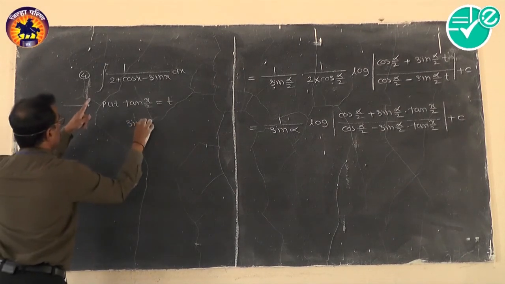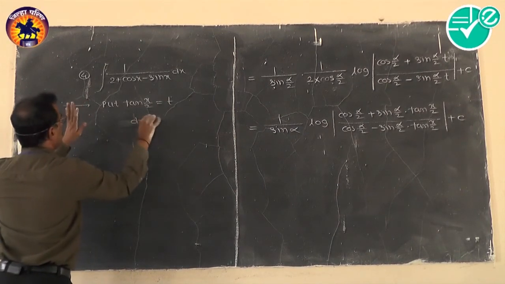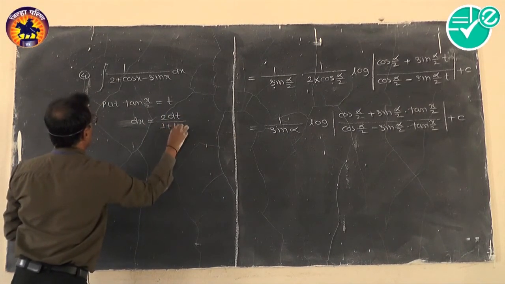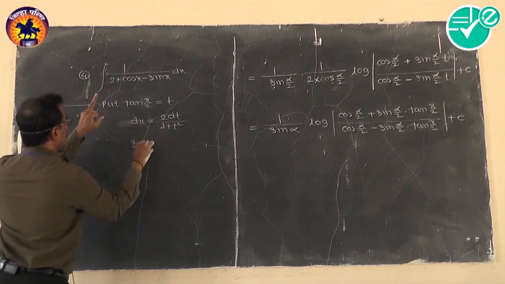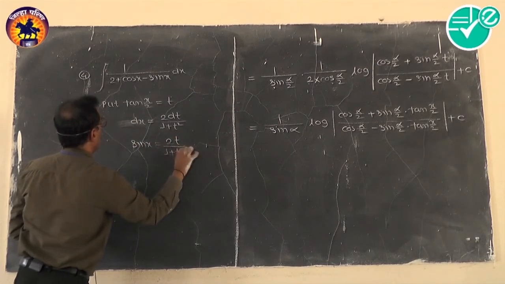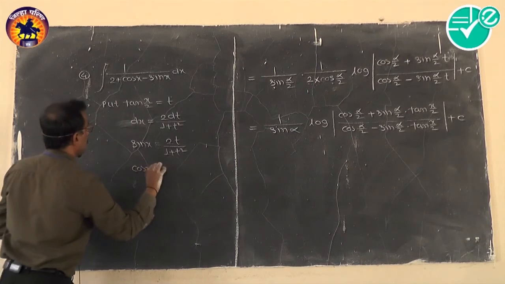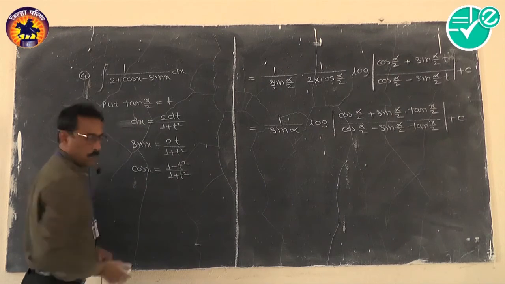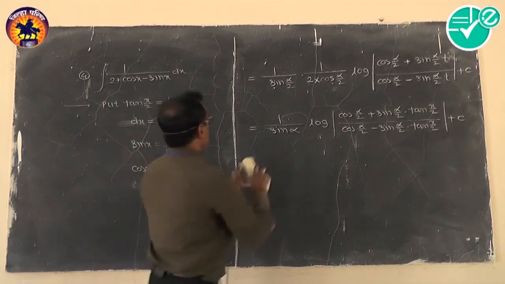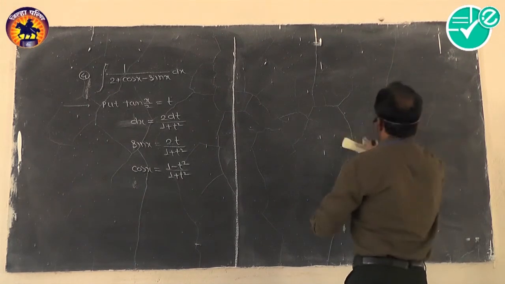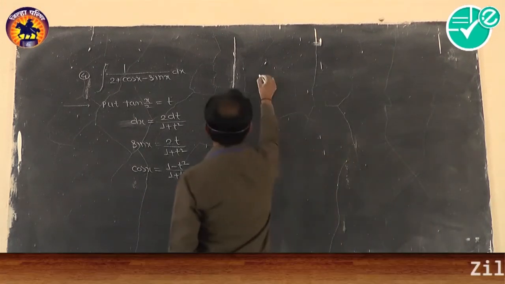Here dx is present first. Single angle is there, so dx is 2 dt upon 1 plus t square. This sin x function is replaced by 2t upon 1 plus t square. The cos x function is replaced by 1 minus t square upon 1 plus t square. Now put these values and get the answer very fast.